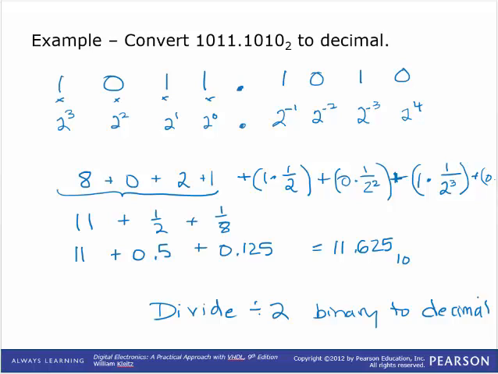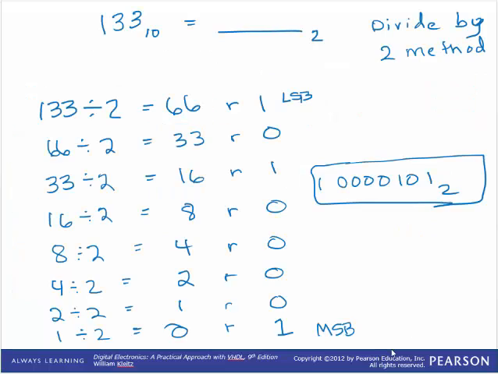Oh, I went back. No wonder that didn't look right. I went the wrong way. Sorry. Okay. That's weighting factors, and this is the divide by 2 method. This is my divide by 2 method of converting decimal to binary.